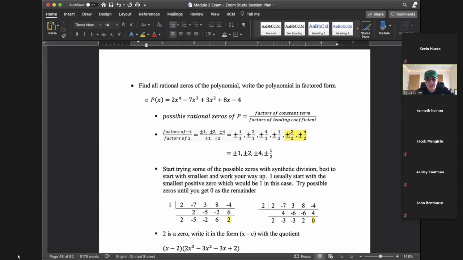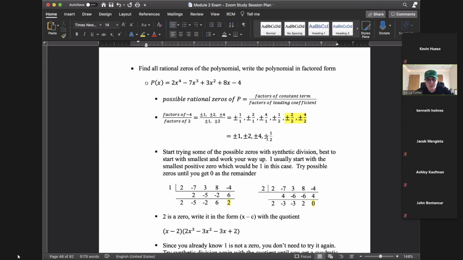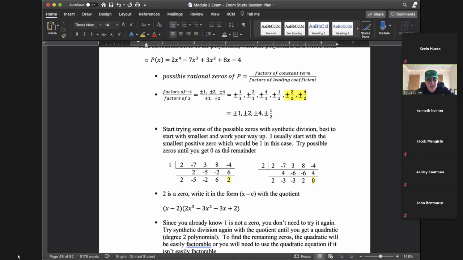These two canceled out because we don't have to list them twice, because 2 over 2 is the same thing as 1 over 1. They both equal 1. And 4 over 2 is the same thing as 2 over 1. I highlighted those, just showing that they don't really need to be included, but you can write them all out like that. Then you start trying some of the possible zeros with synthetic division.